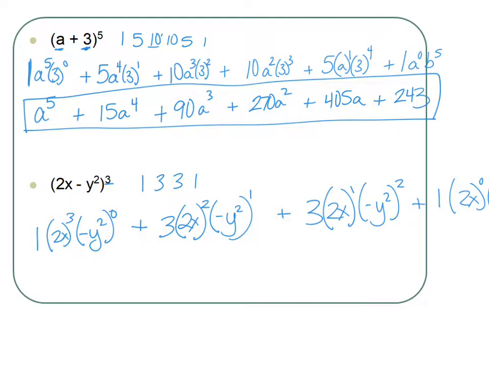So when you look at this first one, I have this 1, I have a 2 cubed, and this whole thing is to the 0. So that's going to go away, and I'm just going to have this 8x cubed.